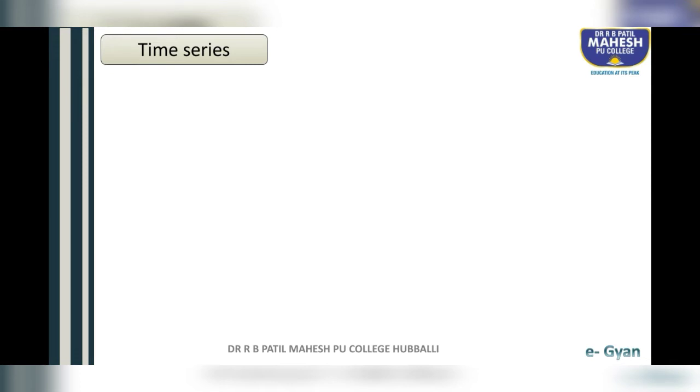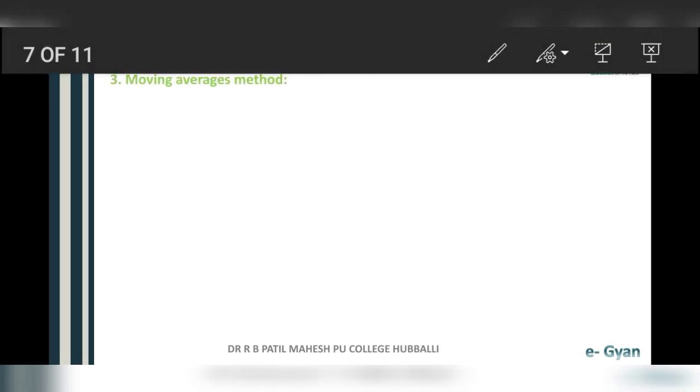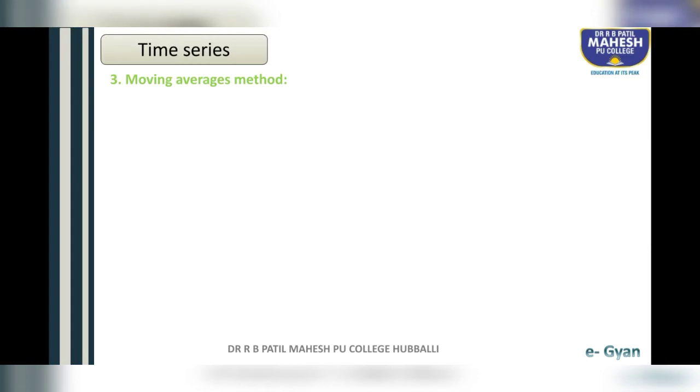Students, in the last class we have solved examples on the graphical method. To draw the trend line, last class we studied the graphical method. In today's session, we are going to study the third method, that is the method of moving averages. See, the third one is the moving averages method.